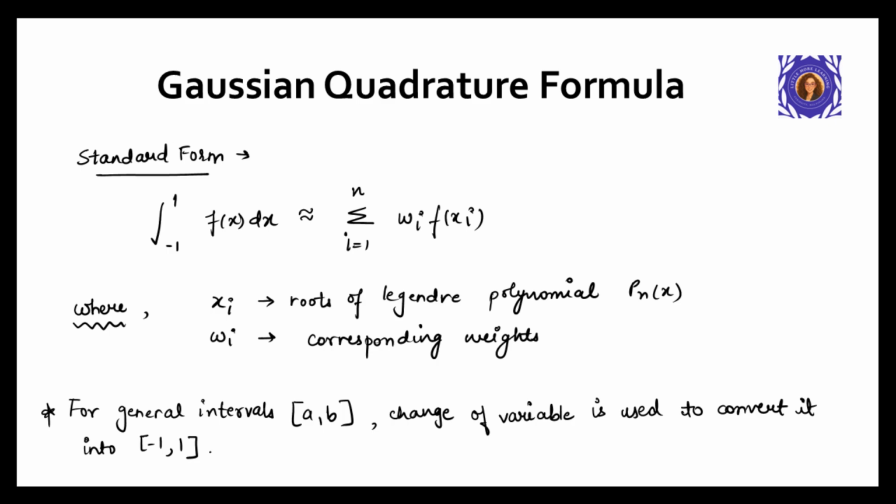Integration from minus 1 to 1 f(x) dx is nearly equal to the summation i equals 1 to n of omega i times f(xi), where xi are the roots of the Legendre polynomial and omega i are the associated weights. If the integral is over an interval other than minus 1 to 1, you simply transform it. This method gives extremely accurate results, often far superior to the trapezoidal or Simpson's rule. But it requires knowing the roots and weights in advance, which are usually precalculated.